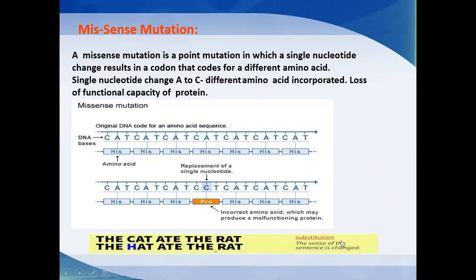But in the case of a silent mutation, the sense of the sentence is not changed. In a missense mutation, the total sentence meaning is completely changed by replacement of a single letter. In the same way, the replacement of a nitrogen base with another leads to the formation of a different protein molecule. Such a type of mutation is called a missense mutation.